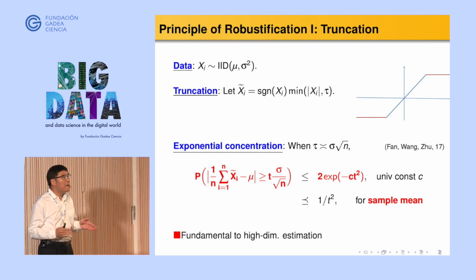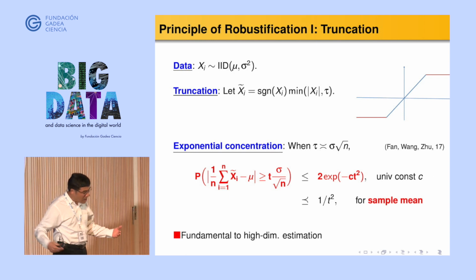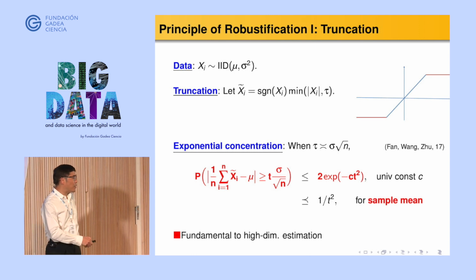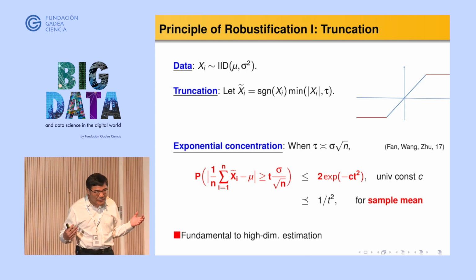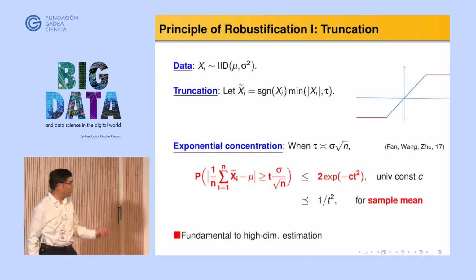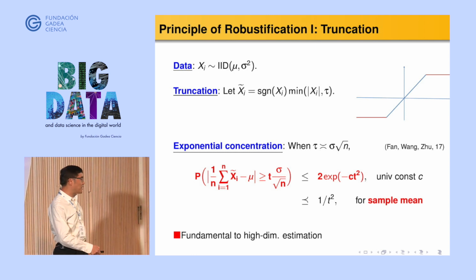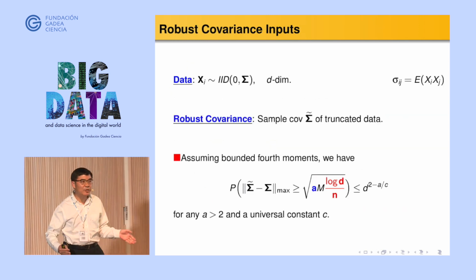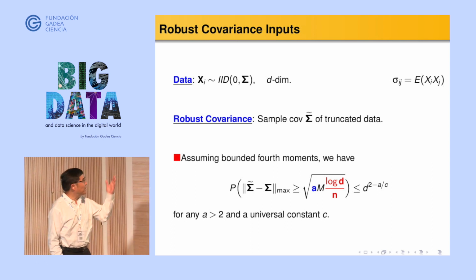By doing truncation, suddenly you make your sample average behave the same way as if the data was sampled from a normal distribution. On the other hand, if you don't do truncation, that's equivalent to taking tau equal to infinity, and the worst scenario would be a t distribution with degrees of freedom 2 or 3. So the tail will behave like a t distribution with degrees of freedom 2, right? This first property is very fundamental in high-dimensional estimation, because in high-dimensional estimation we essentially compute millions, if not billions, of sample averages, right? Let me give you an example.